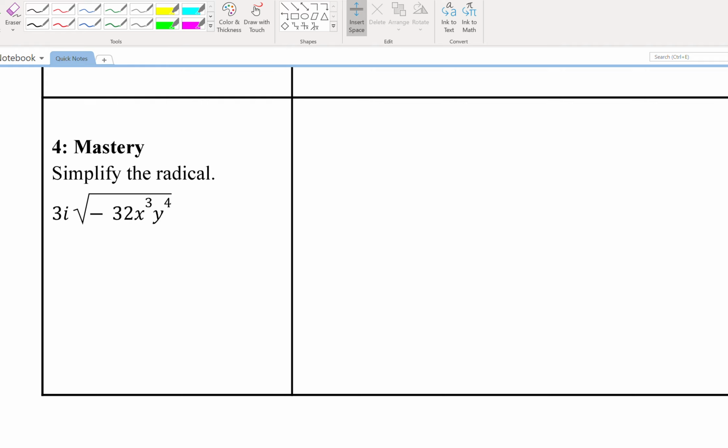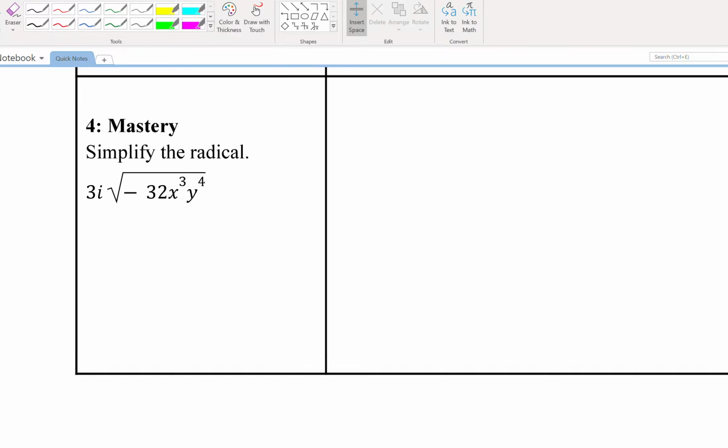Video on how to simplify radicals. So this one is the mastery level, so it's a little bit more involved.